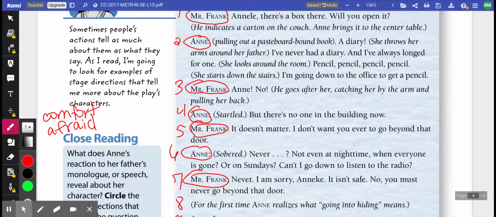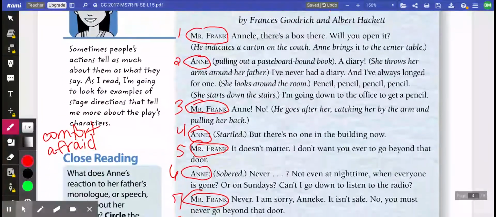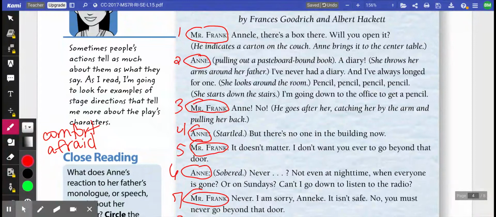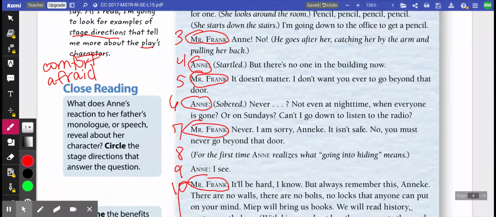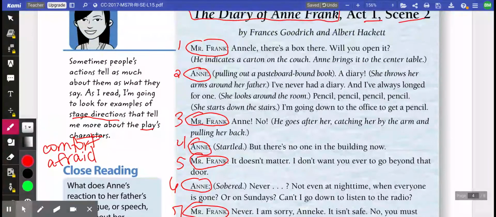Okay, so my study buddy up here tells me that sometimes people's actions tell us as much about them as what they say. As I read, I'm going to look for examples of stage directions that tell me more about the play's characters, and that's dealing with motivation. So go ahead, read, pause me.